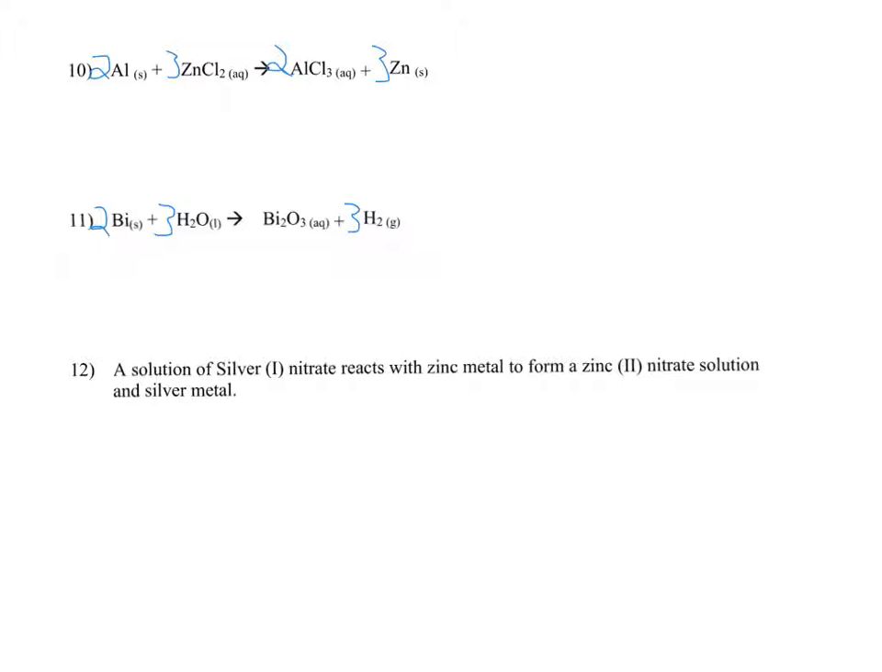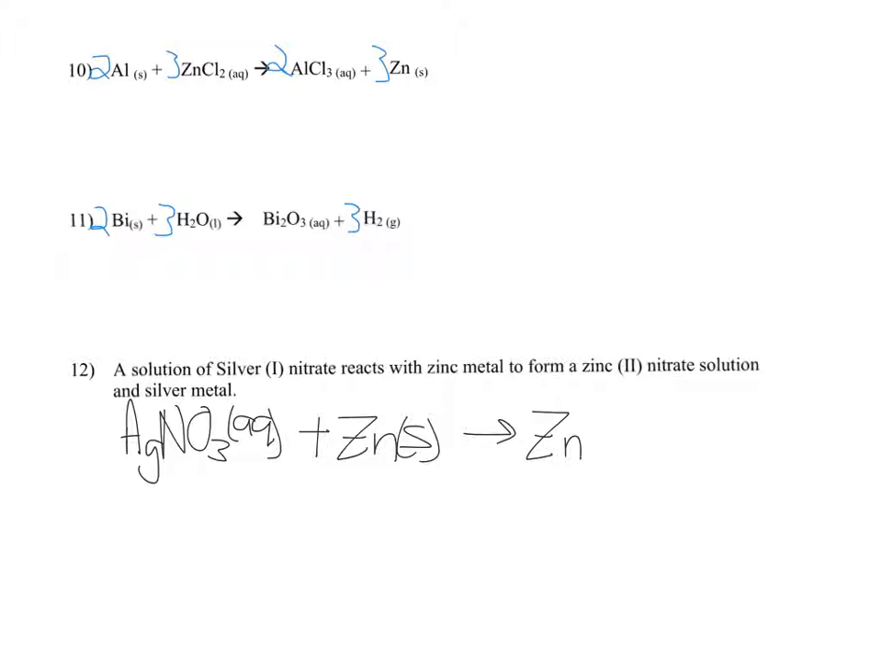So, next one, silver 1 nitrate. Silver 1 nitrate, and that would be an aqueous solution, most likely, reacts with zinc metal to form zinc 2 nitrate. Now this is where a lot of students get caught in that they forget to change or pay attention to the charges.